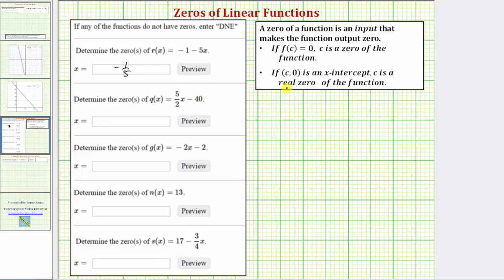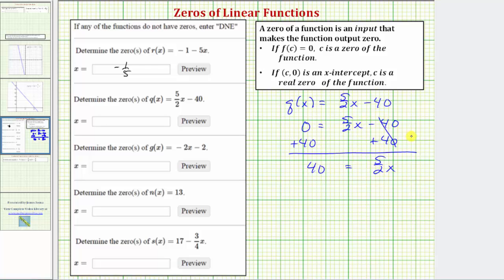The next function is q of x equals 5/2 x minus 40. So to find the zero or zeros, we set q of x equal to 0, which gives us the equation 0 equals 5/2 x minus 40. Now to solve the equation, the first step is to isolate the variable term by adding 40 to both sides. That gives us 40 equals 5/2 x, and then -40 plus 40 is 0.